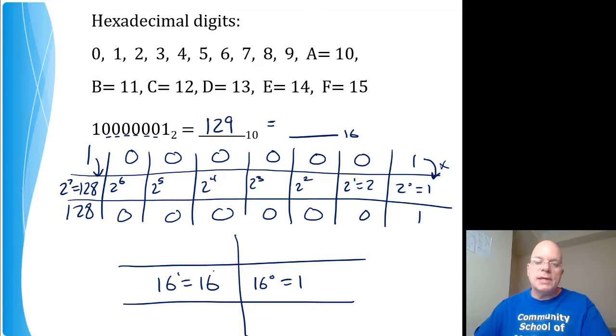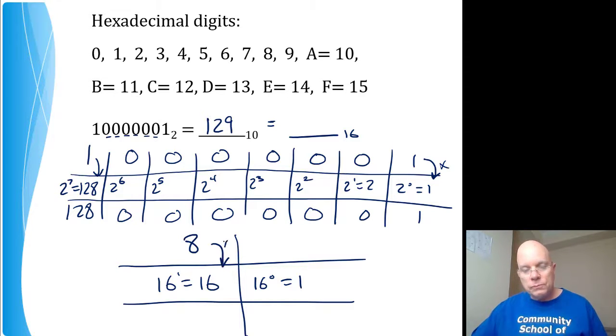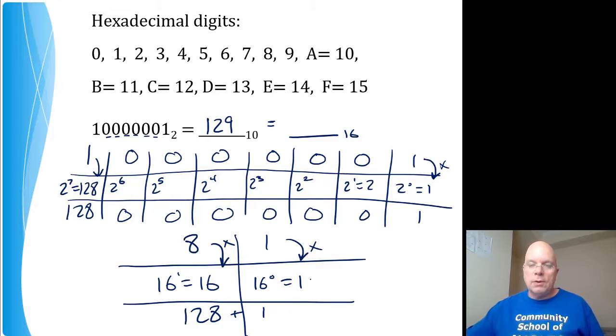So how many 16s do I need if I want to represent 129? 5 16s is 80, 6 16s is 96, 7 16s is 112, and 16 more is 128. 8 16s is 128. 80 and 48, yep. 8 16s is 128. All right, and I just need one more for 129, so I need 1 1. 81, or it looks like 81 in hexadecimal.